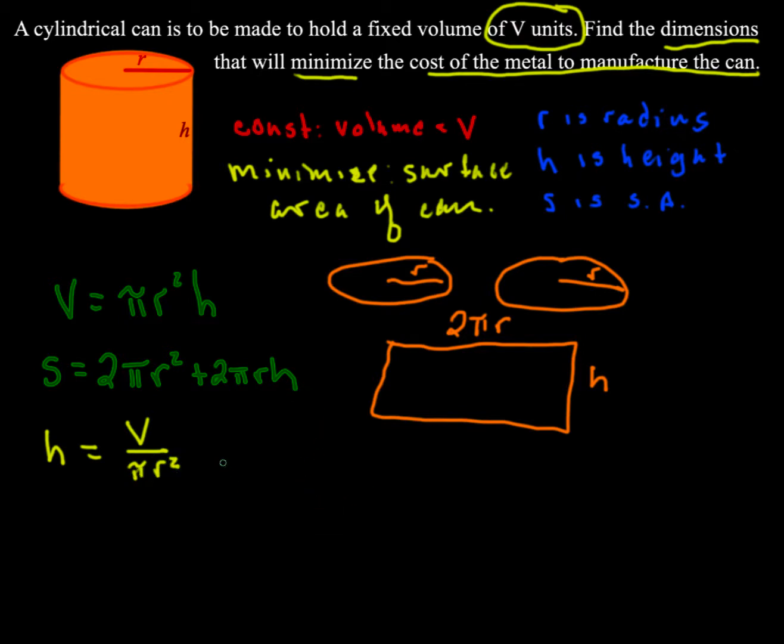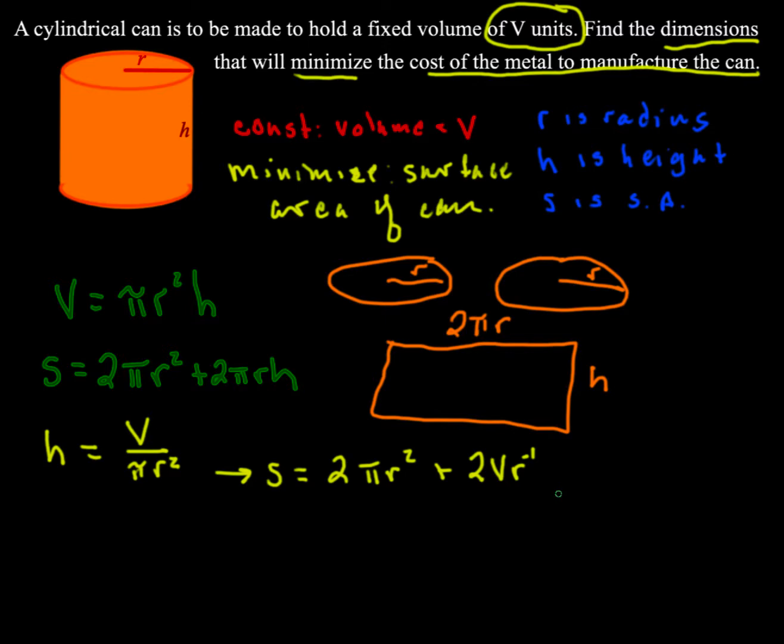And so then this tells us that our surface area, S, is equal to 2 pi r squared plus, now when I put v over pi r squared into here, the pi's will cancel, and one of the r's will cancel. So I end up with 2 times the fixed volume, remember, that's not a variable, that's a number, divided by r. And since I'm going to do derivatives, I'm going to use the negative exponent. So that's our surface area.